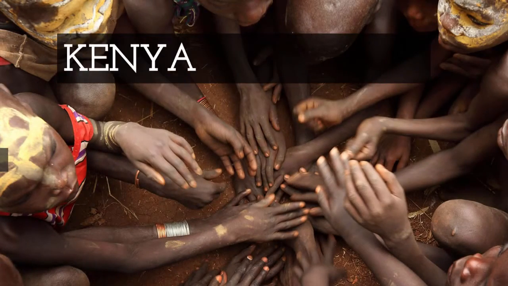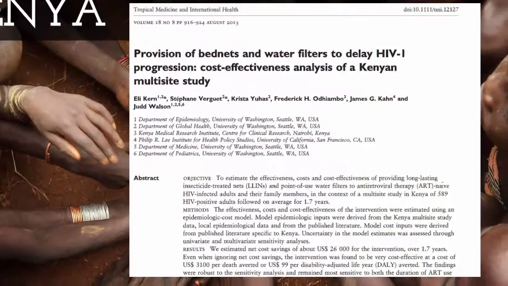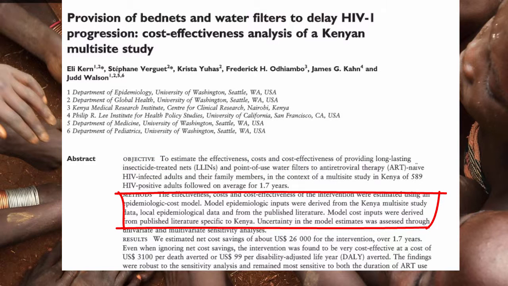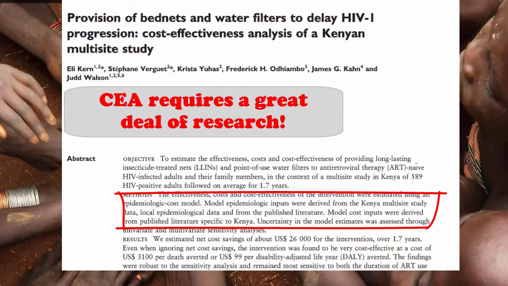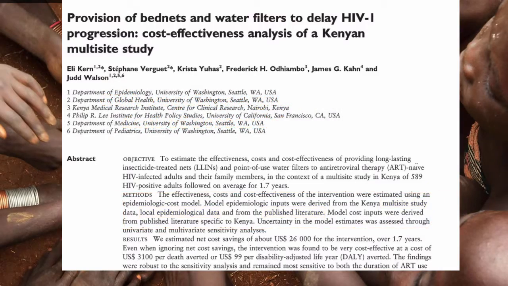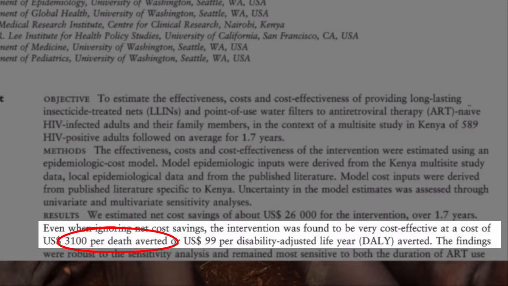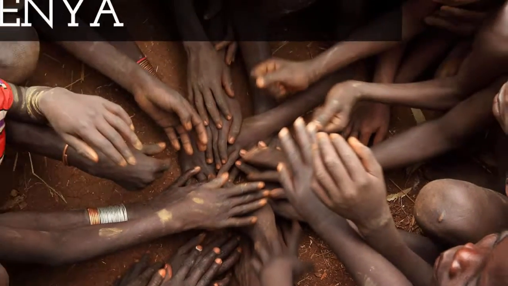We start in Kenya, where a 2013 study investigated the cost-effectiveness of providing insecticide-treated bed nets and point-of-use water filters to a specific population of HIV-infected adults. Researchers scoured multiple sources for estimates of inputs, including a multi-site study and the published literature, which is common. They found the two resources very cost-effective, only costing $3,100 to avert a single human death. This became a supported provision in Kenya shortly thereafter.